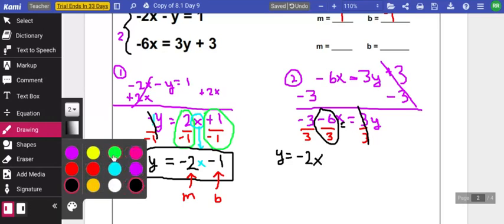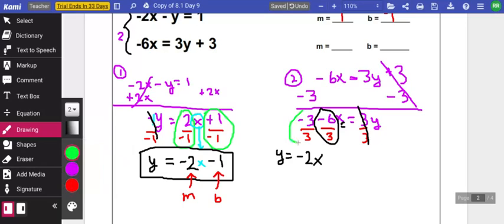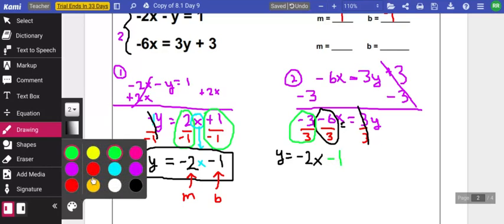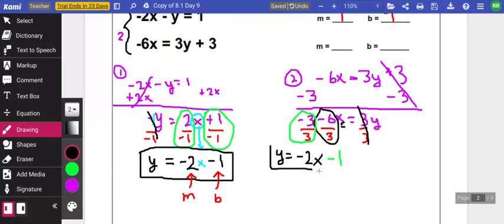And then I'm going to put my constant term. My constant term are these numbers right here that have no variable. And here I have negative 3 over 3, or negative 3 divided by 3. Well, that is negative 1. Okay, so this right here is slope-intercept form. I have y equals negative 2x minus 1.